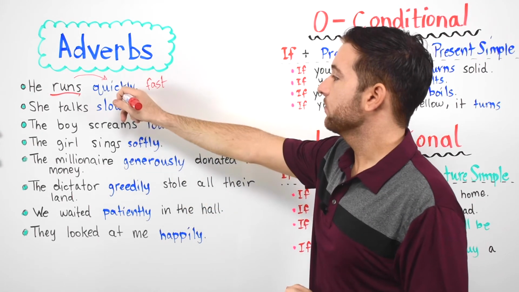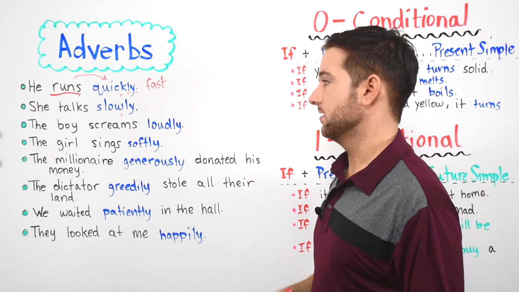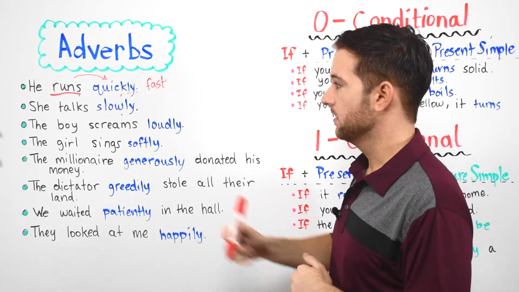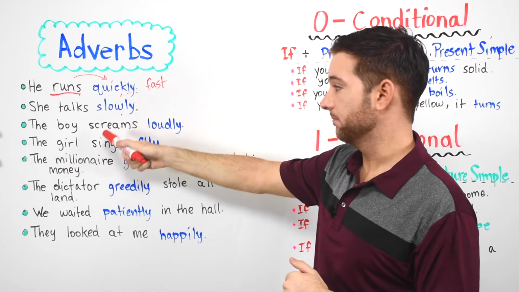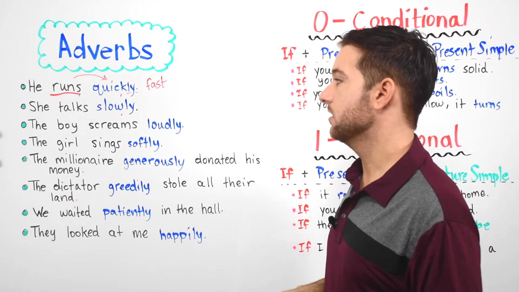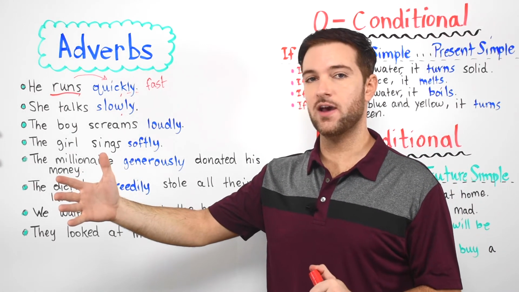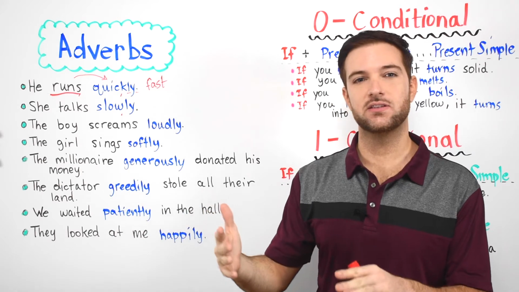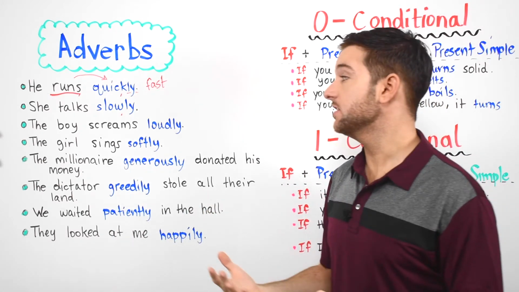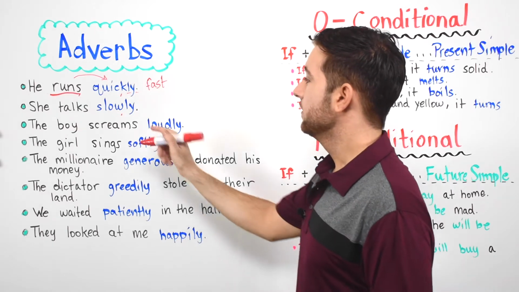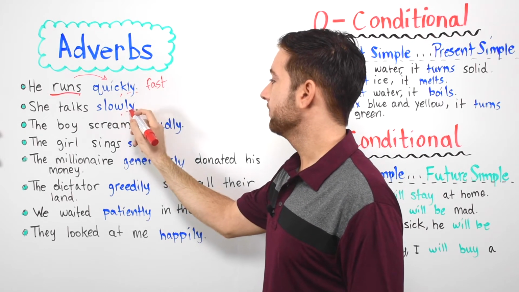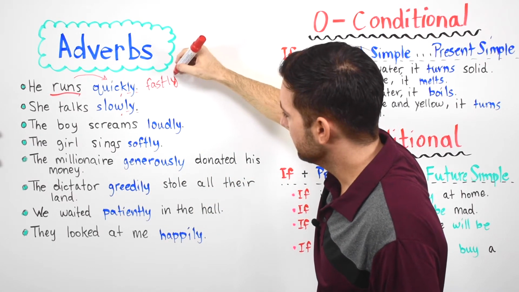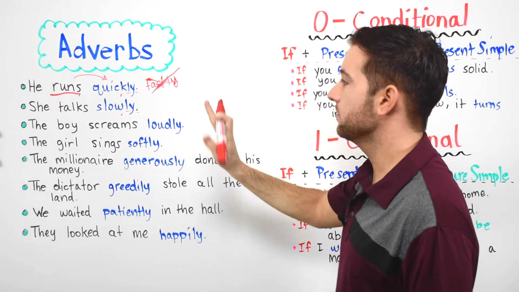Now, we have quickly here, but here we have the opposite, which is slowly, meaning you take a long time to do something. She talks slowly. So quickly and fast is like that, but slowly is like a turtle, or like a snail. You take your time to do something. She talks slowly. Notice here we also have an ly. Now, can we have an ly on fast? Fastly? No, we do not say that. We only say fast.